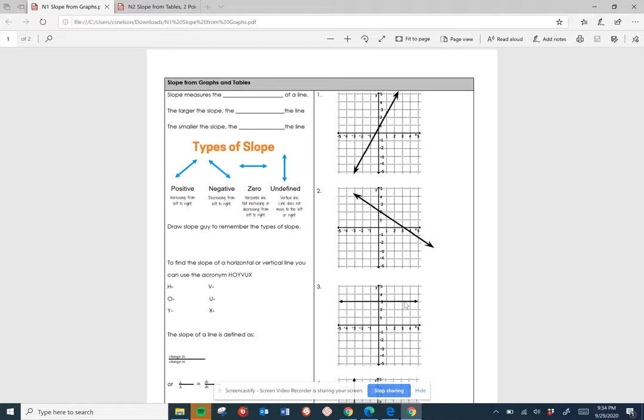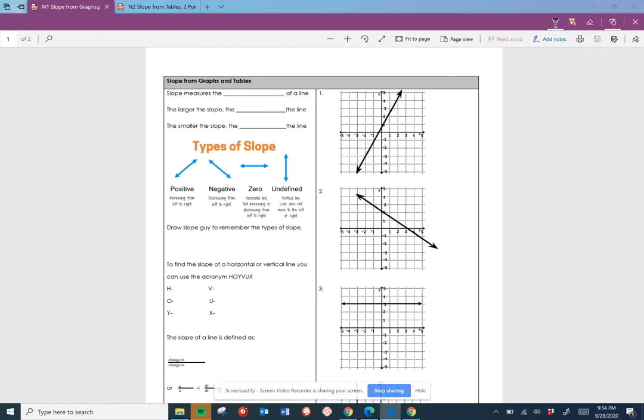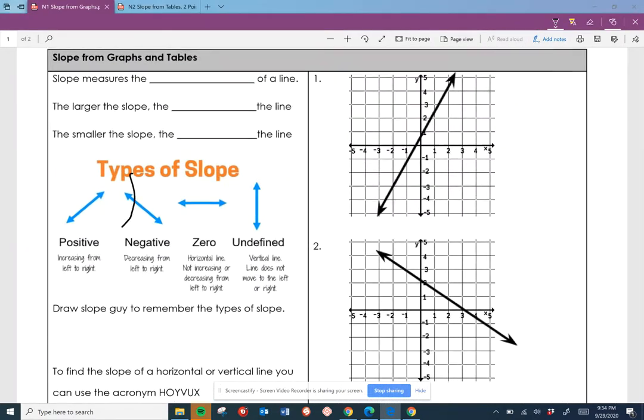Today we're going to be talking about the slope of lines that can be found in graphs. Okay, so first off, just some vocabulary reminders. Slope measures the steepness of a line. So this first blank up here is going to be steepness.